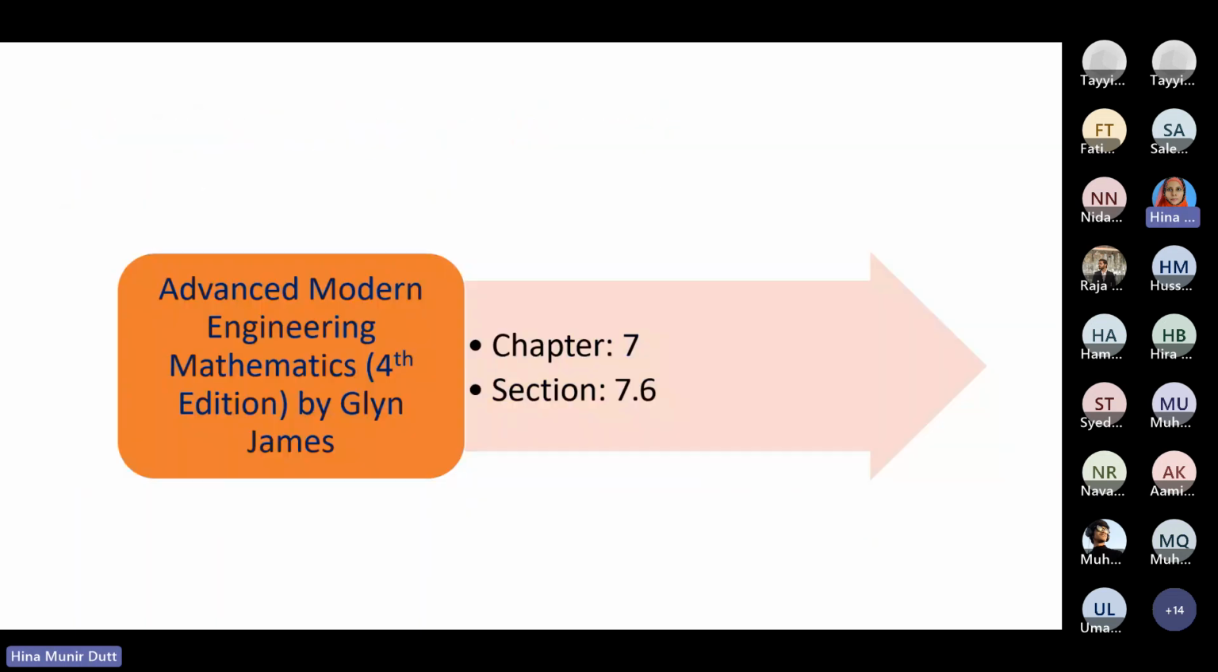So this is section 7.6 of the book Advanced Modern Engineering Mathematics by Glyn James. This book has already been uploaded on LMS.